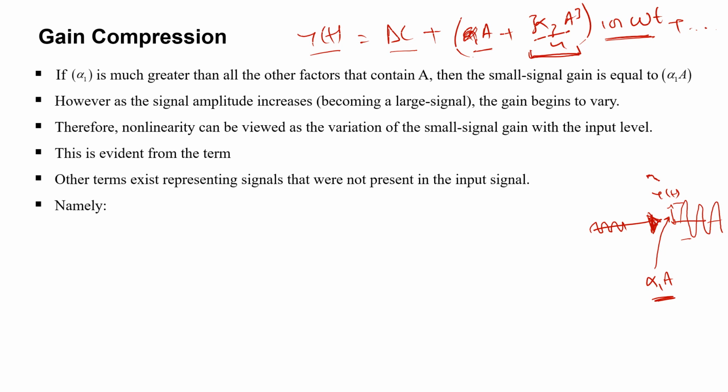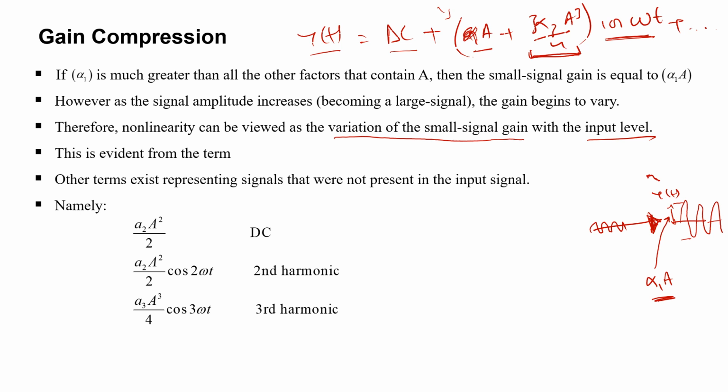Therefore, nonlinearity can be viewed as variation of the small signal gain with the input level, and this is evident from the term. So this is exactly what we talked about here. Other terms exist representing signals that were not present in the input signal. So the input signal is only cos omega t, but all the other factors that are multiplying it are coming from other parts.